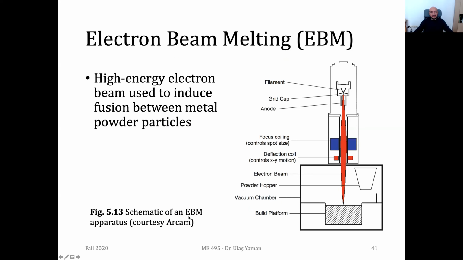Any questions, guys, about this electron beam melting process? It's again a powder bed fusion process. So there is nothing different. This is a powder bed fusion process, and we are melting it. Instead of sintering, we are doing a melting operation.